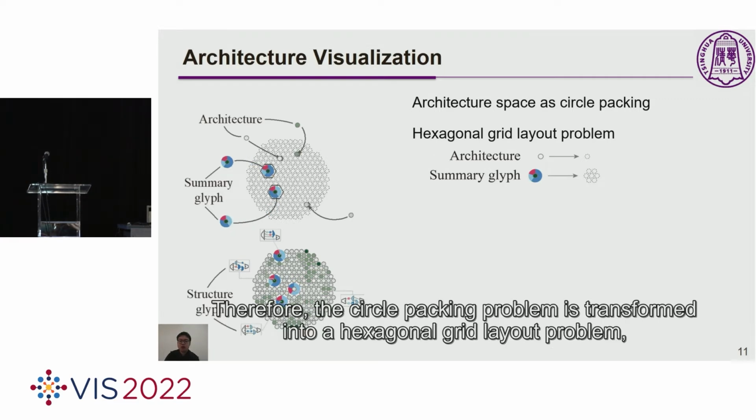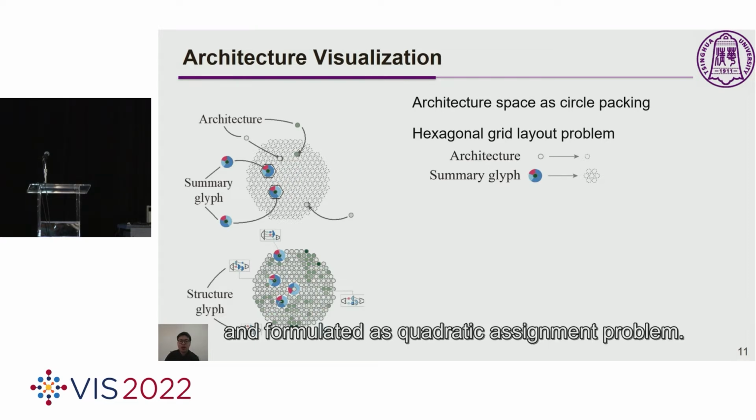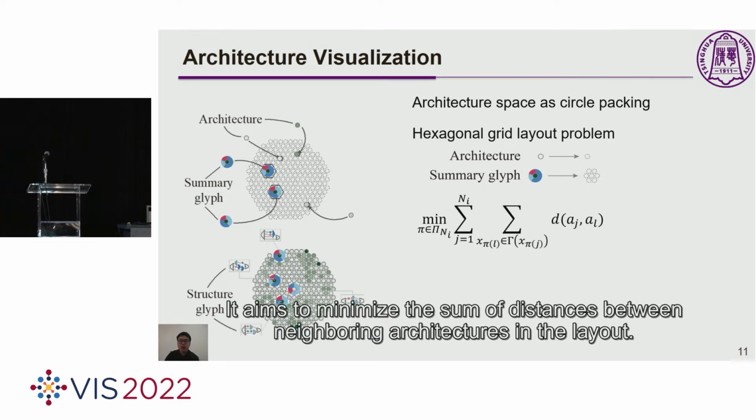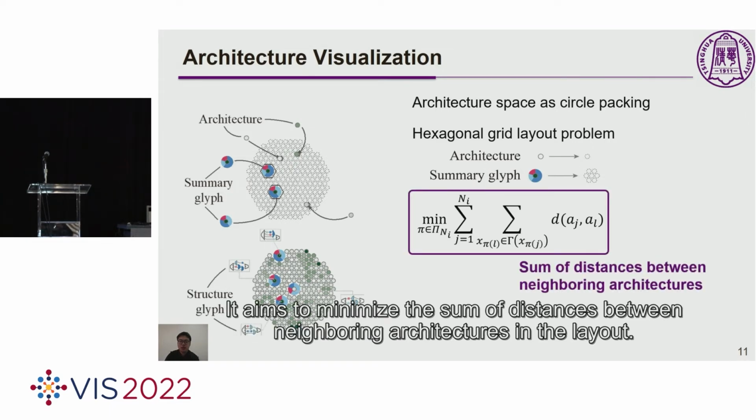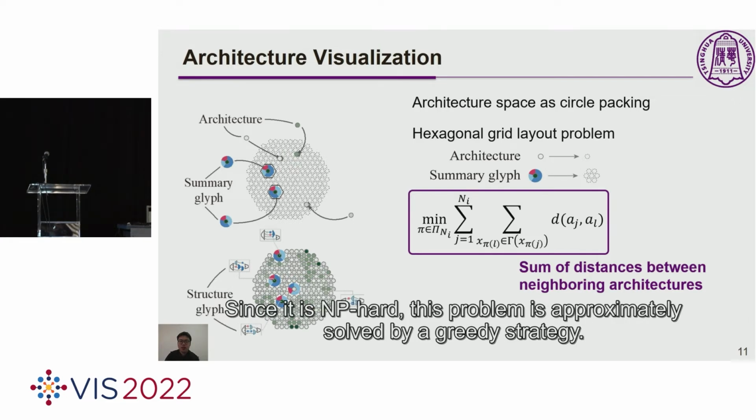Therefore, the circle packing problem is transformed into a hexagonal grid layout problem and formulated as a quadratic assignment problem. It aims to minimize the sum of distances between neighboring architectures in the layout. Since it is NP-hard, this problem is approximately solved by a greedy strategy.